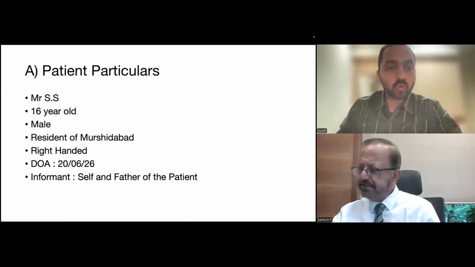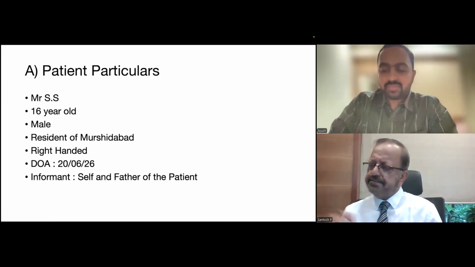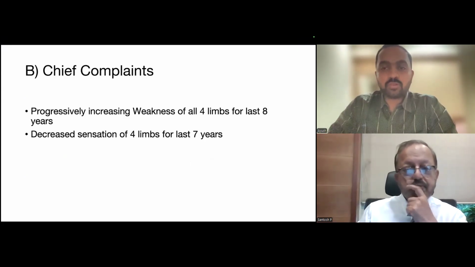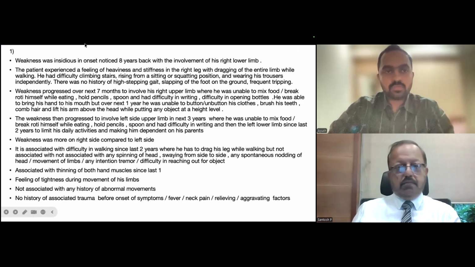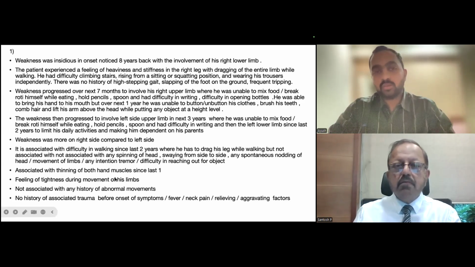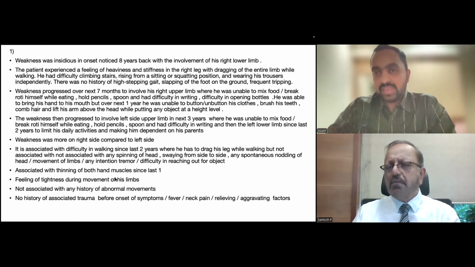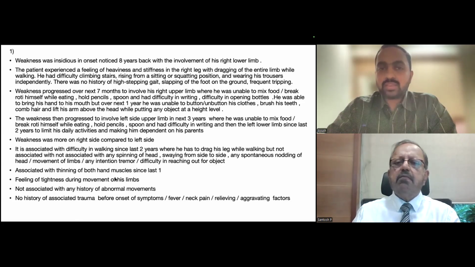My patient, 16-year-old male, resident from Murshidabad, right-handed, informant being the self and the father of the patient, presented with the chief complaints of progressive increasing weakness of all four limbs for the last 8 years, decreased sensation of all four limbs for the last 7 years. So weakness was insidious in onset, noticed first 8 years back with the involvement of his right lower limb. The patient experienced a feeling of heaviness and stiffness of the right leg and dragging of the entire limb while walking. He had difficulty in climbing stairs, rising from a sitting or squatting position, wearing his trousers independently.